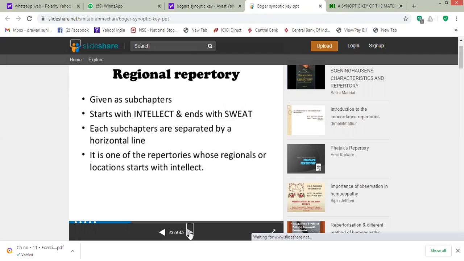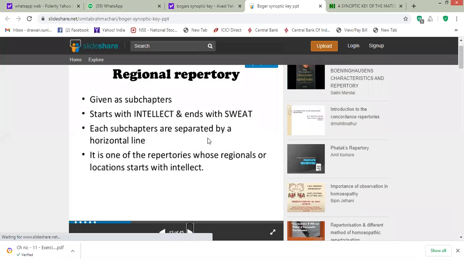Then the regional repertory is given as a subchapter. It starts with intellect and ends with sweat. There are different chapters in the regional repertory, and each subchapter is separated by a horizontal line. It is one of the repertories whose regionals or locations start with intellect.